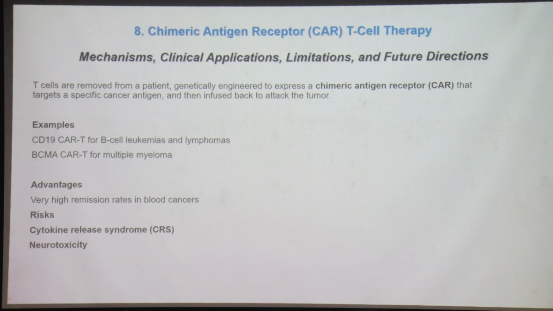Okay. So CAR T stands for chimeric antigen receptor T cell therapy. T cells are removed from a patient, genetically engineered to express CAR that targets a specific cancer antigen, and then infused back to attack the tumor. I think at least 1 or 2 or 3 or 4 are already approved for cancer. The only downside of CAR T cell therapy is that it is super expensive.